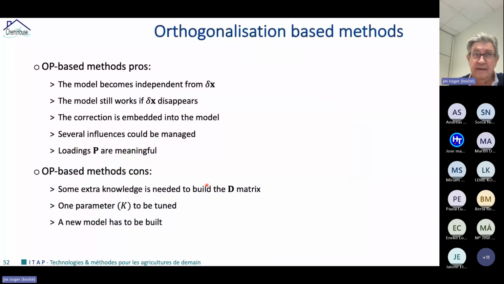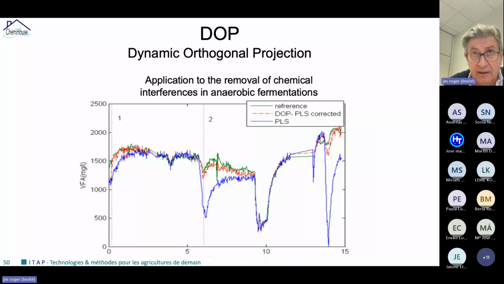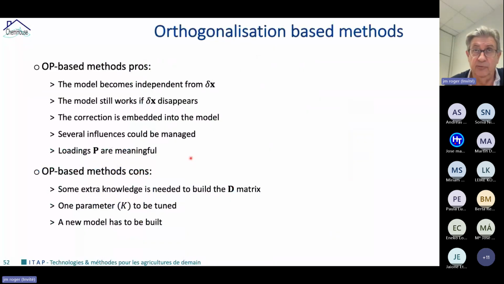Okay, so as a summary of orthogonalization-based methods, there are other orthogonalization-based methods like TOP, EROS, etc. There are some pros and some cons. The pro is that the model becomes independent from delta X. It's very important. That means that the model still works if delta X disappears. If we had corrected with the bias and slope, here we should have a much higher prediction. Here with the orthogonalization, we have established a model which still works if the delta X disappears.